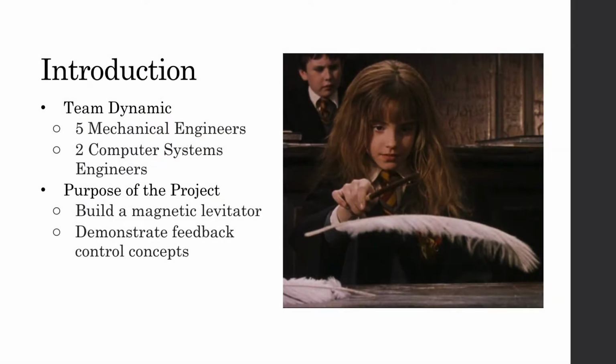So our team was made up of 5 mechanical engineers and 2 computer systems engineers, making up 7 people in total. The purpose of our project was to use the principles we learned in class to build a magnetic levitator that could levitate an object using a proportional and derivative feedback control system.